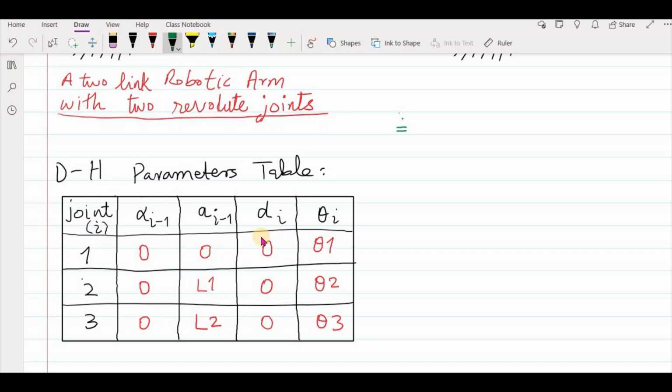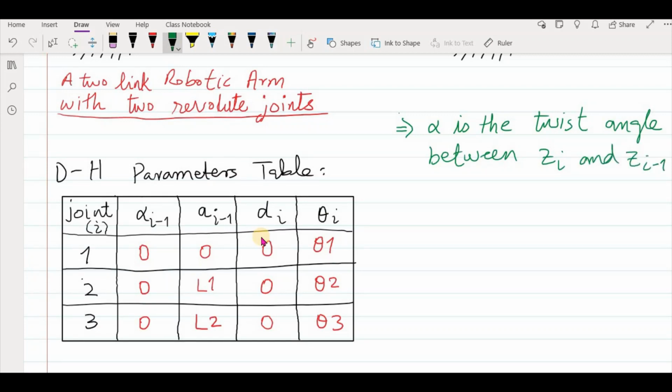So here, let's say alpha is the angle, or you can call it the twist angle, between zi and zi minus 1. And then you have A, which is the length between zi and zi minus 1. So this is the length and this is the angle.